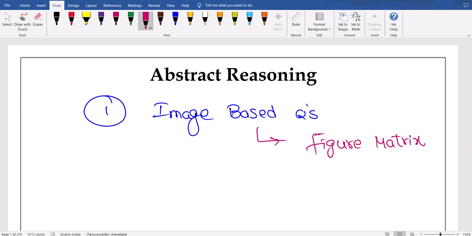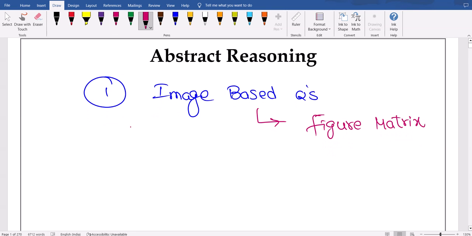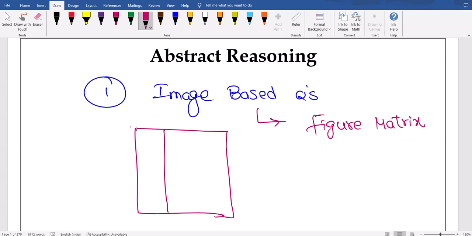In fact, those students who watched the Cisco videos or attended the Cisco session, we discussed this figure matrix already. In a figure matrix, they'll give rows and columns, 9 diagrams, 3 rows, 3 columns. Okay, one element among the 9 images is required. They'll give 8, and one among them will be unknown. This model only they're giving in Mettl.